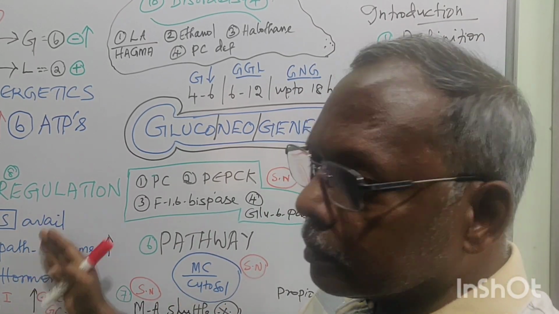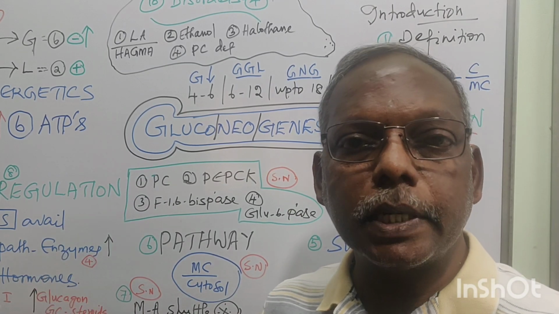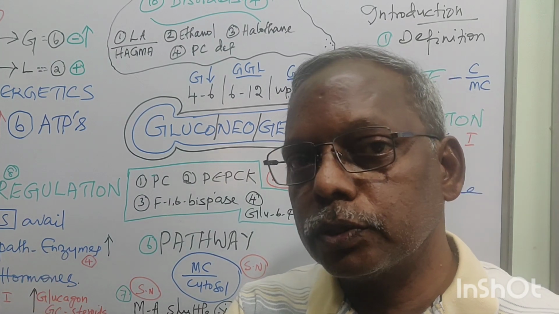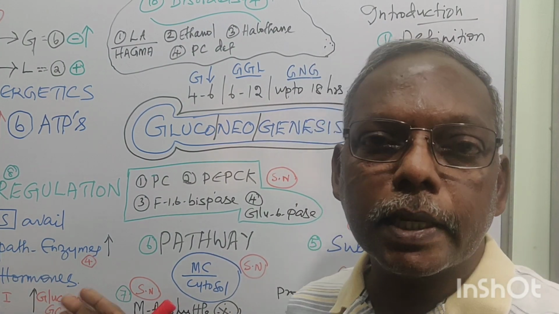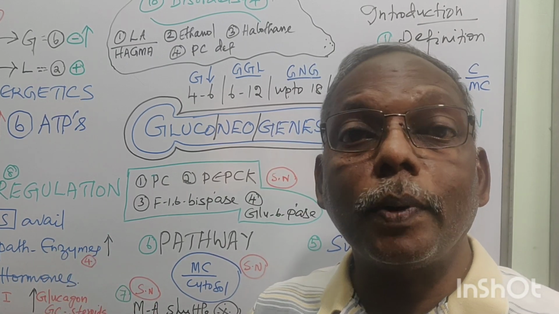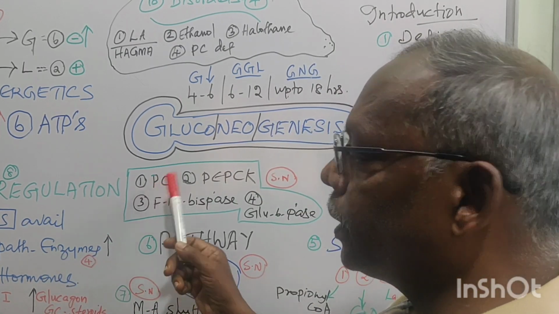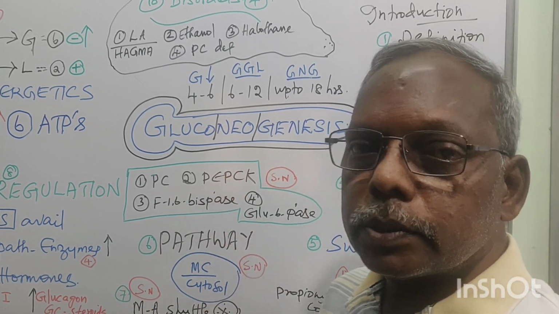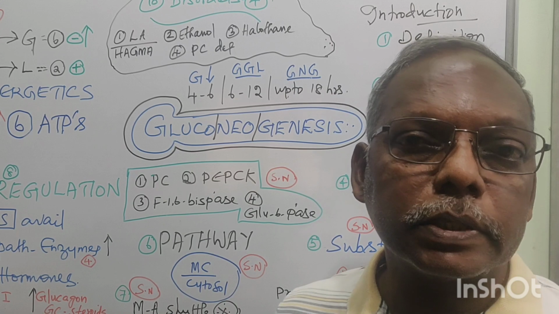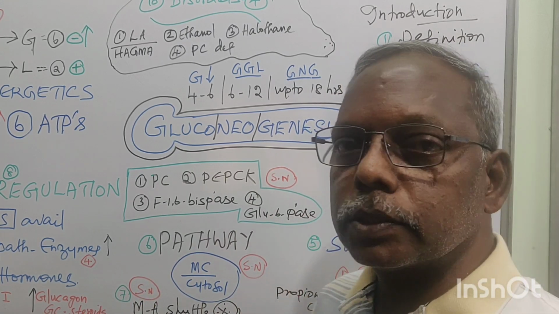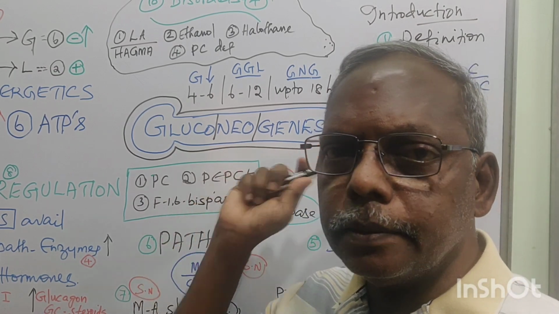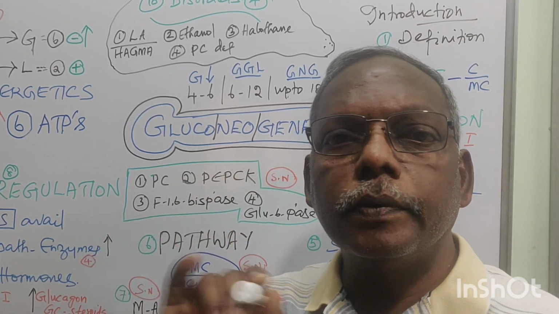As usual, we have the same 3 points. Number one, substrate availability. If glucose is available, they will go for glycolysis. If glucose is not available, the reaction is gluconeogenesis. Second, we have 4 pathway enzymes. One is pyruvate carboxylase. Second is phosphoenol pyruvate carboxykinase. Third is fructose 1,6 bisphosphatase. The last one is glucose 6 phosphatase. Right? You have to mention these in the pathway very carefully.